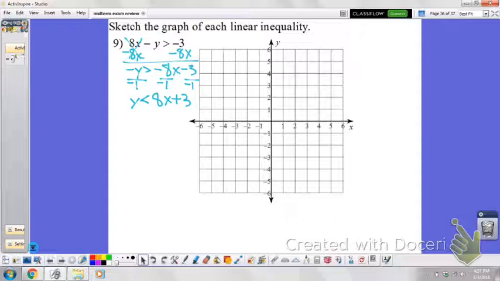So I have a starting point of 3. Since I cannot go up 8, I'm going to go down 8 and to the left 1. Since we just have a less than, I will have a dashed line again. And since it is less than, I will shade below my line.